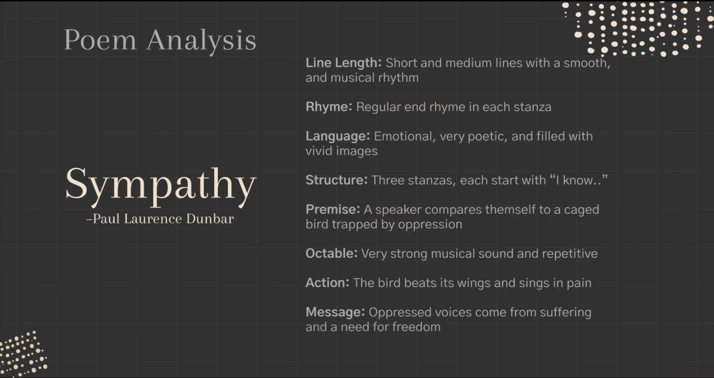Now I'll move on to the poem Sympathy by Paul Laurence Dunbar. Instead of a full storyline, this poem focuses on one powerful image, a caged bird. The speaker keeps repeating, "I know what the caged bird feels," and describes the world outside as bright and beautiful. There's sun, grass, and a river, but the bird can't reach any of it.